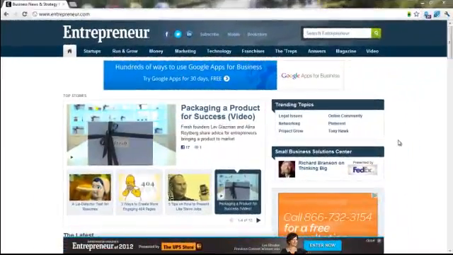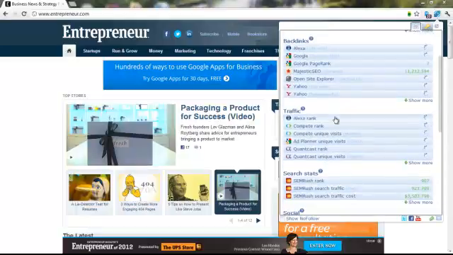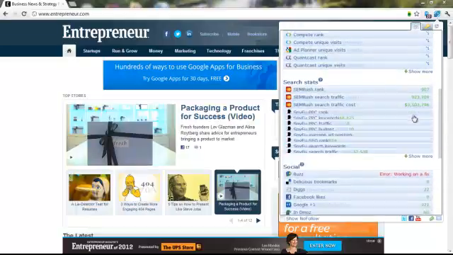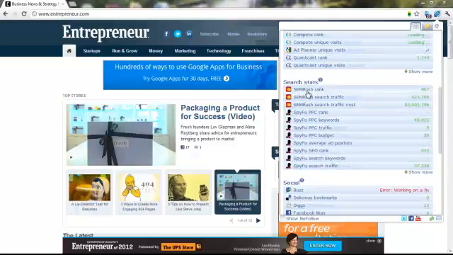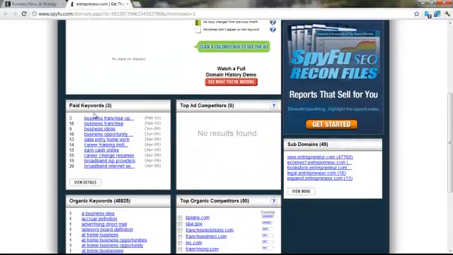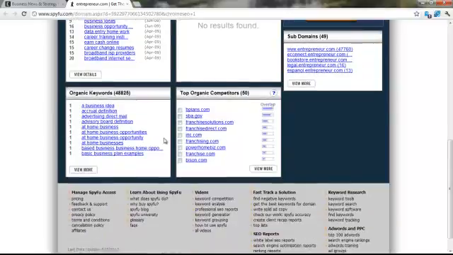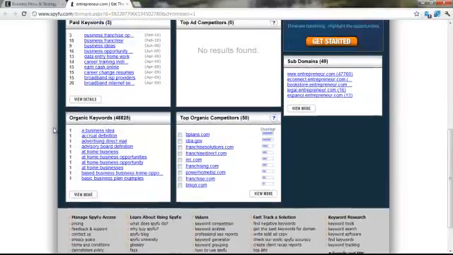Staying consistent with our examples, I'm here at entrepreneur.com, and we're going to go over to the SEO Chrome tool, and right here we have search stats. We can either use SEMrush Rank or SpyFu. I'm going to go with SpyFu and go to pay-per-click keywords. It's going to pull up a report about their paid and organic keywords. We're going to see the paid keywords that they're using, when they were using them, organic keywords, and their top organic competitors.